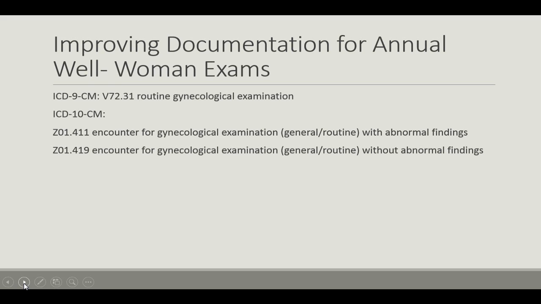Medicare allows you to bill for an annual well woman exam for cervical or vaginal cancer screening that includes a pelvic exam and a clinical breast exam and a screening pap smear. In ICD-9, the code was for a routine gynecological exam as the reason for the encounter. ICD-10 again asks you to identify the encounter resulting in abnormal findings or not, so providers must document whether the exam is with or without abnormal findings. And if there is an abnormal finding, they should document what was found.